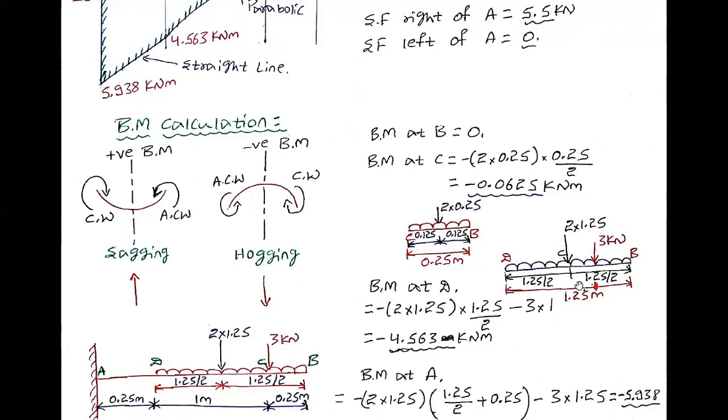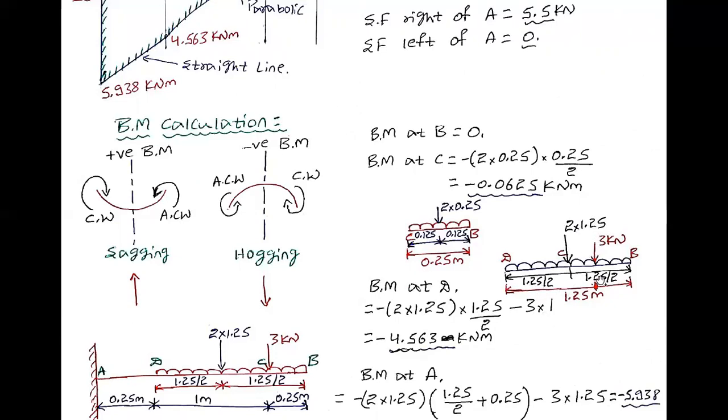2 into distance 1.25. This is the CG. Center of this means 1.25 divided by 2, and the remaining distance is exactly half, 1.25 divided by 2. Vertical load into perpendicular distance: 2 into 1.25 multiplied by 1.25 divided by 2.